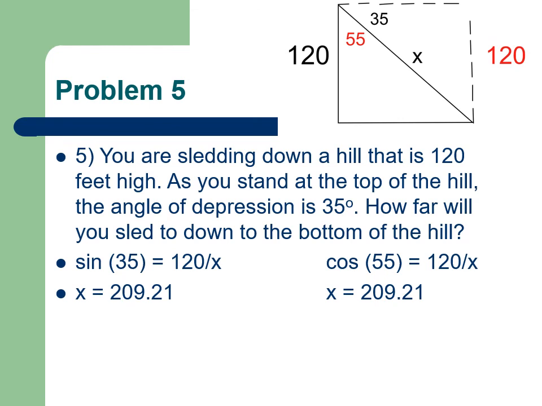So here are 2 ways of solving the same thing. If you use the 35 degrees, it's going to be sine. If you use the 55, it's going to be cosine. If you plug sine of 35 and cosine of 55 into your calculator, it gives you the same decimals, and you get x equals 209.21. And again, we want to make sure we answer the problem. So we have 209.21 feet.